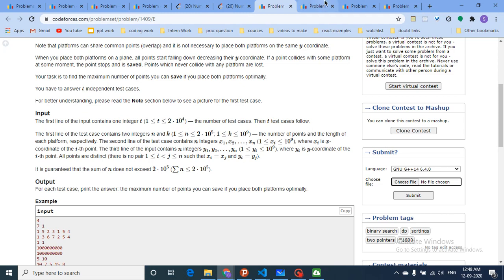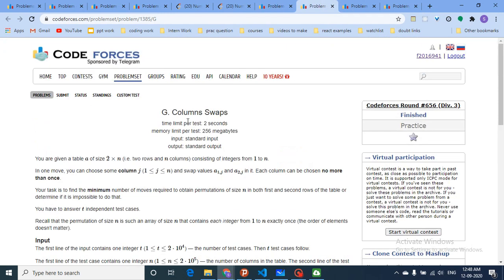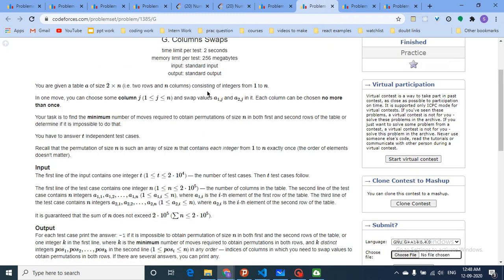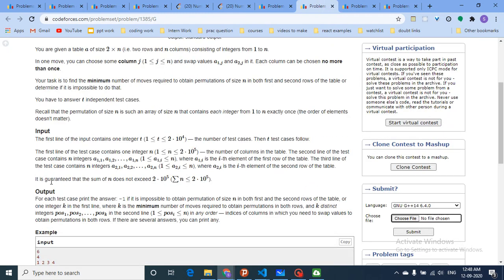Okay, then come to the next question. It is column swaps. As you can see, it is again given that the sum of all the n doesn't exceed 2 times 10 to the power 5. What does this mean? That I have to do it in some O of n or O of n log n. Always try to see this.